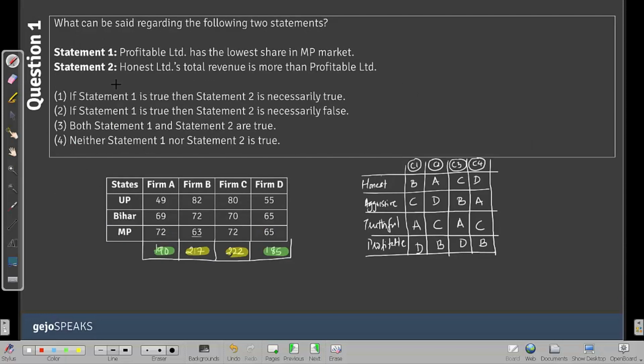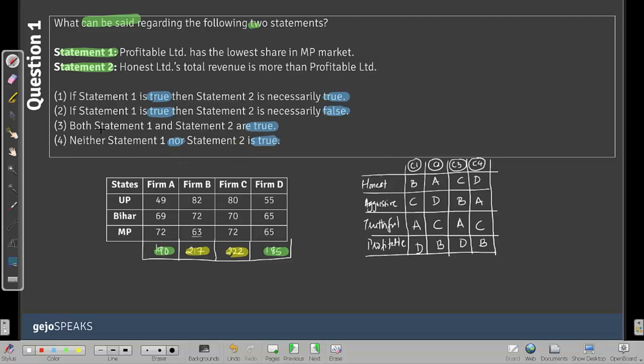So let's start with question number 1. So what does question number 1 say? What can be said regarding the following two statements? So we are given statement number 1 and statement number 2. One of the ways to execute this question is that we are actually checking the truth and falsity of these statements, right? So if statement 1 is true, is statement 2 true? If statement 1 is true, is statement 2 false? Are both true? Are both false?